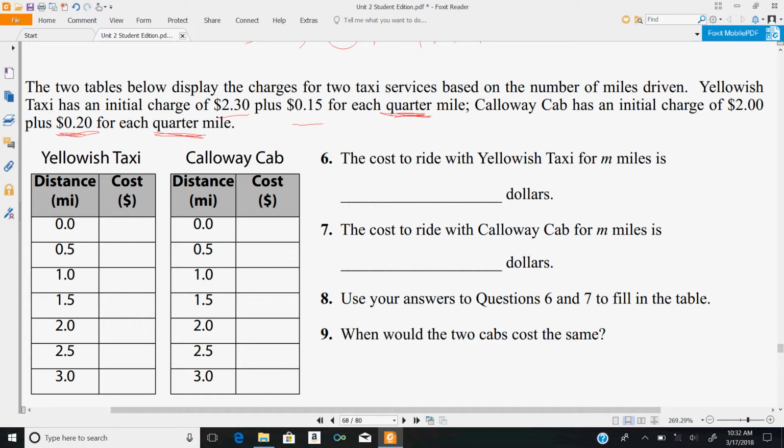First of all, they want us to write a formula, and that's really the most important thing that you can learn. One of the biggest problems people have in math is writing formulas. You can't really use the math until you've written a formula. So the cost of a ride with Yellowish Taxi. Well, if I think about how I would calculate it, I would start with my $2.30.